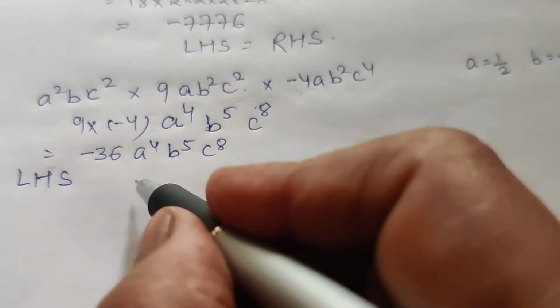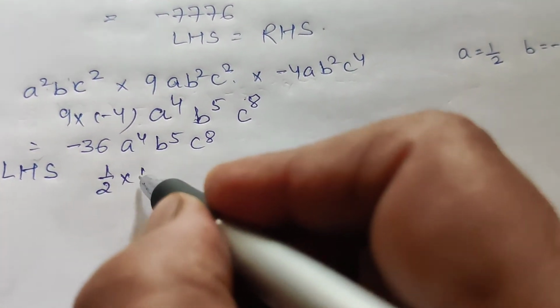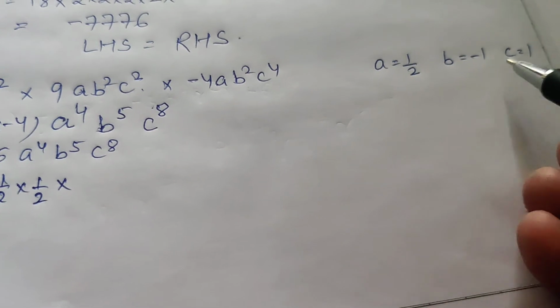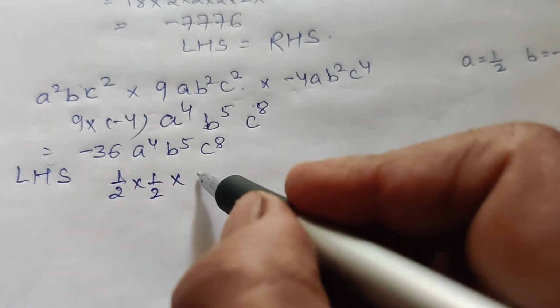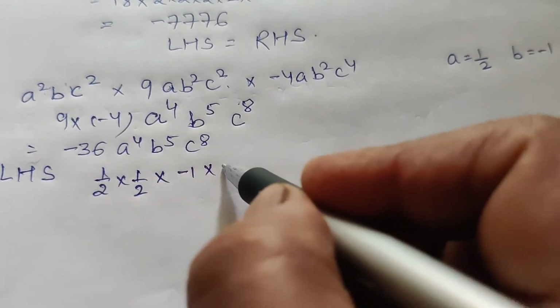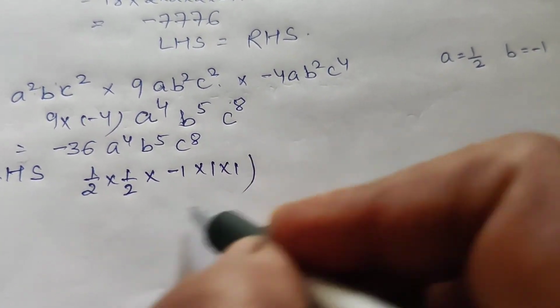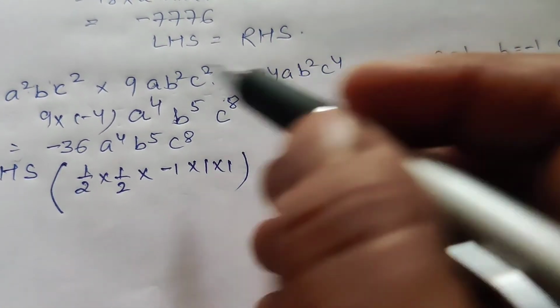A square means 1 by 2 into 1 by 2. B is minus 1, C equal to 1. This is the first number. Just put the values of this.